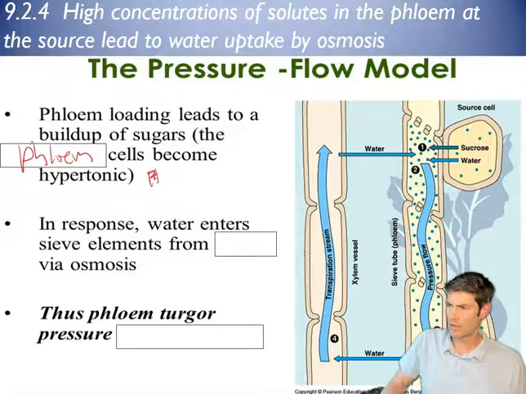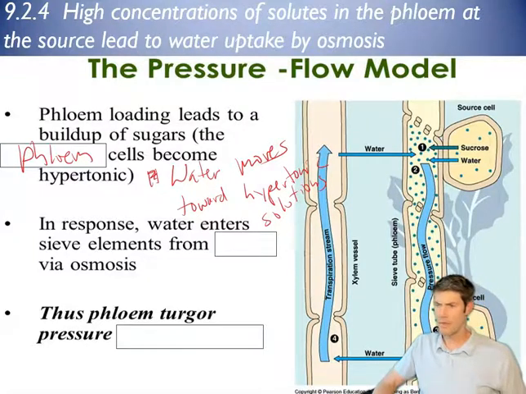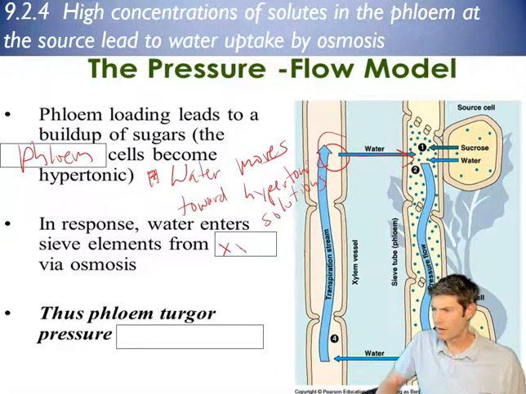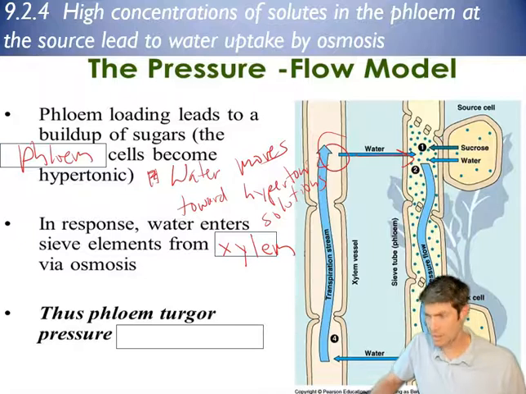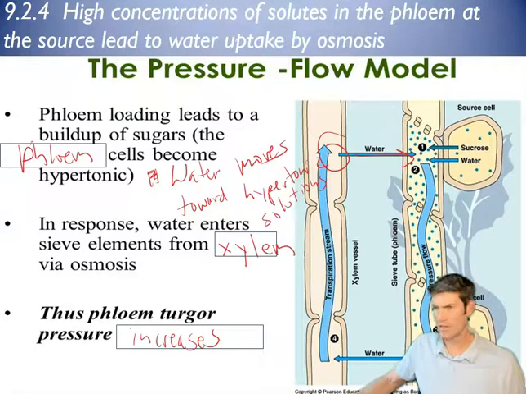So let me clarify, add that. Water moves toward hypertonic solutions. Because it's hypertonic, because you have a whole bunch of solute there, it's going to bring water in from the xylem via osmosis, which doesn't take any energy, and that's going to increase your turgor pressure, and that kind of pumps up.